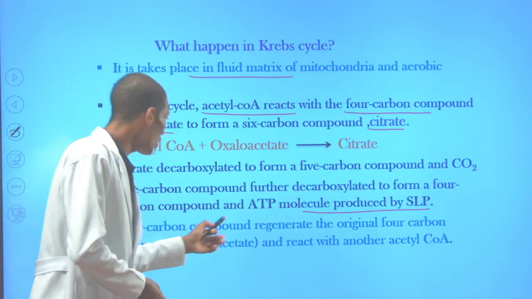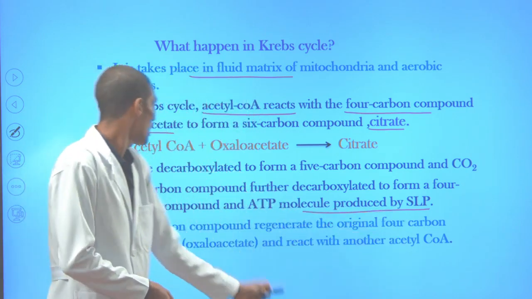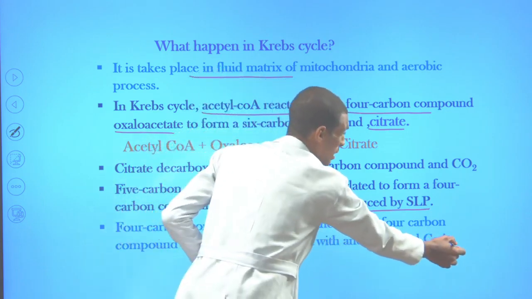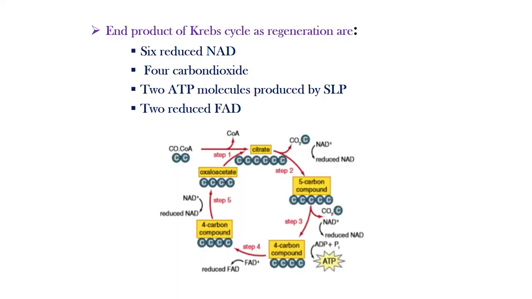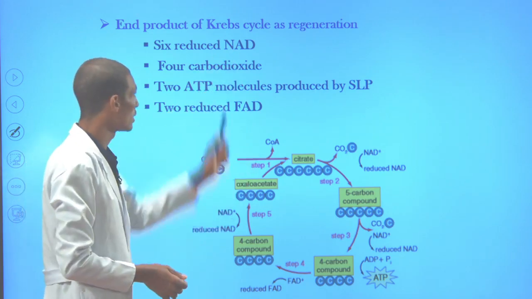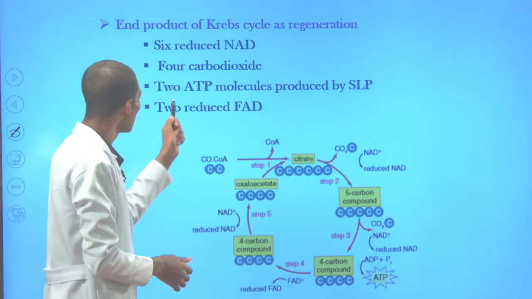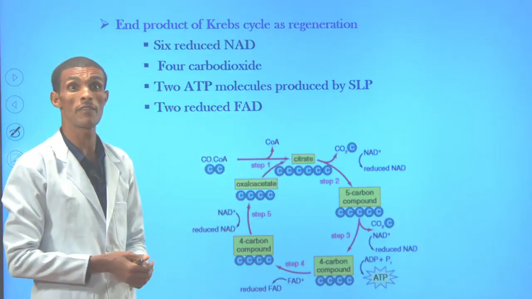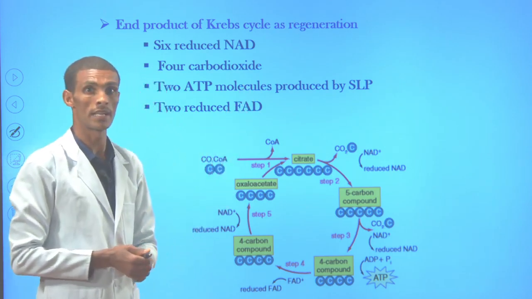Then the 4 carbon compound oxaloacetate is regenerated and reacts with another acetyl-CoA to start the process again. The following products can be obtained after regeneration: 6 reduced NAD produced from the Krebs cycle, and 4 carbon dioxide decarboxylated too. There are also 2 ATP molecules produced by substrate level phosphorylation. Additionally, 2 reduced FAD are produced.